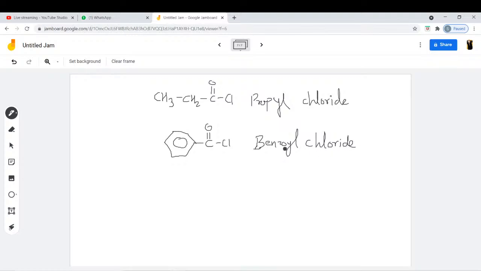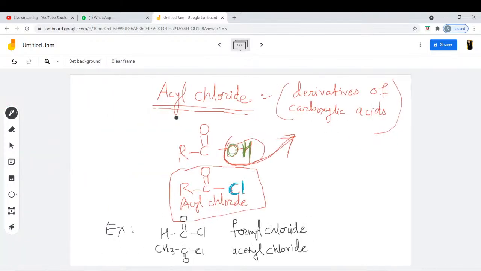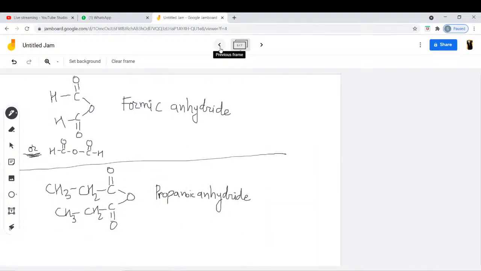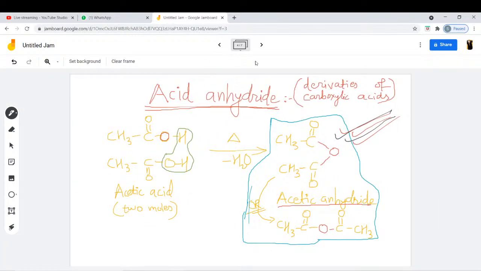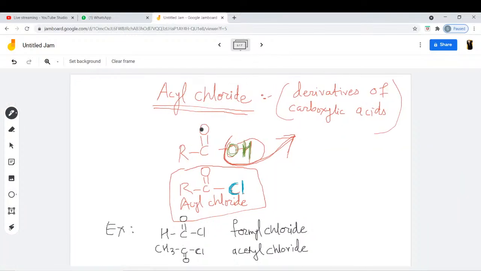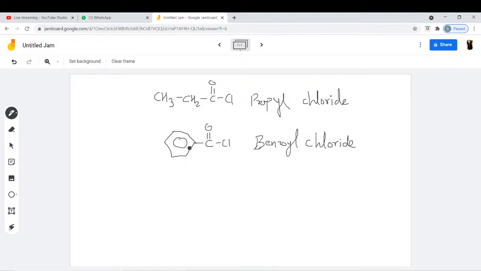And of course, it is a highly reactive substance. Like anhydrides, these acyl chlorides are also much more reactive than normal acids, than carboxylic acids, those organic acids. So these are the nomenclatures of acyl chlorides.